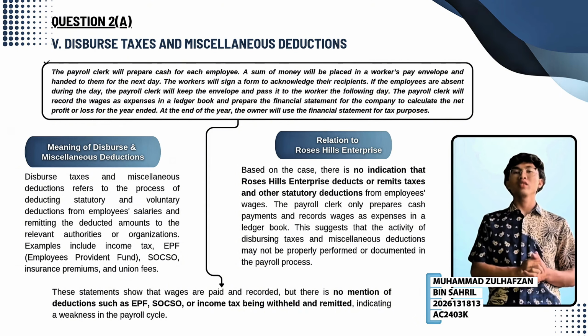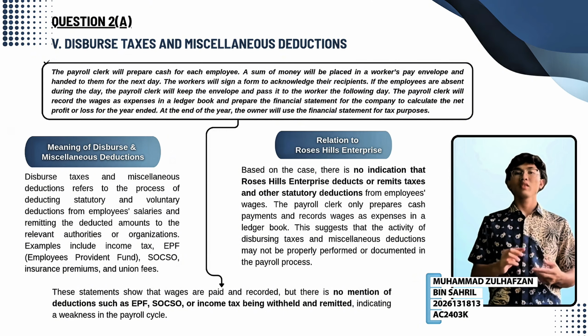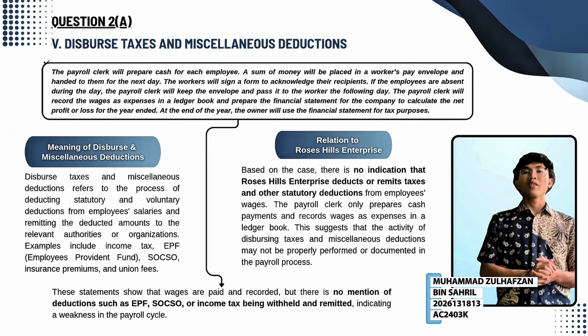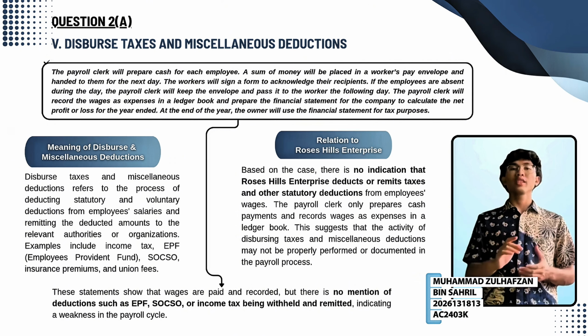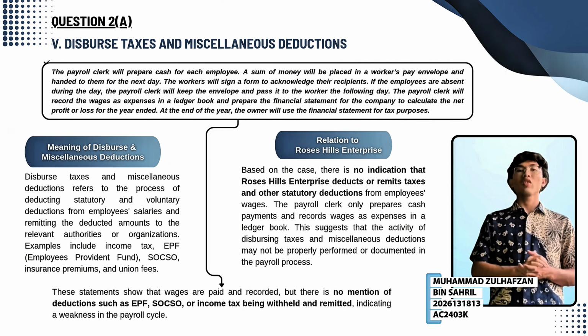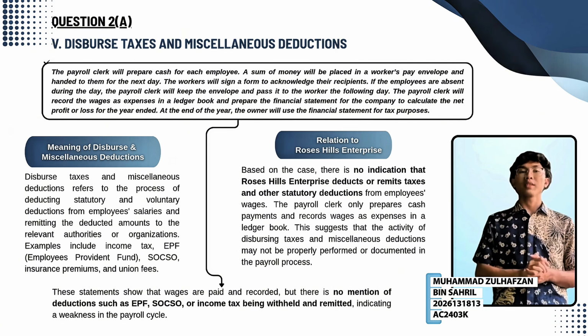First, this process refers to deducting statutory and ordinary deductions from employee salaries before paying them. These deductions include income tax, EPF, SOCSO, insurance premium, and union fees. After deductions are made, the company must remit the money to the relevant authorities. Based on the case of Roses Hills Enterprise, there is no indication that the company deducts or remits the statutory deductions. The payroll clerk only prepares the cash wages, records the wages as expenses in the ledger, and prepares the financial statement.